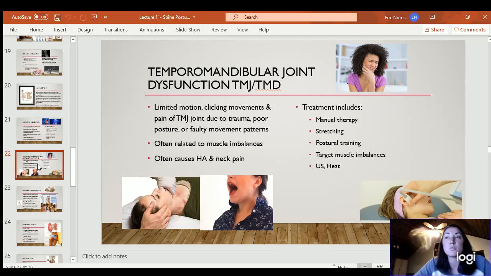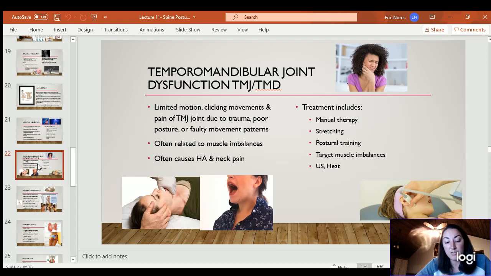Muscle imbalances will also affect TMJ. Often they complain of headaches and neck pain. And the treatment will include manual therapy and stretches to loosen up the tight areas, postural training to kind of avoid the things that are provoking the symptoms, treating the muscle imbalance, and then you can use some modalities. Ultrasound is one common one. Heat can also be used.